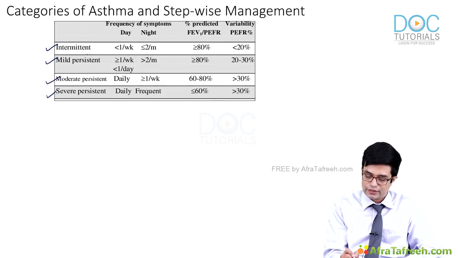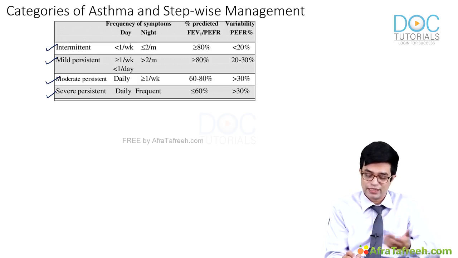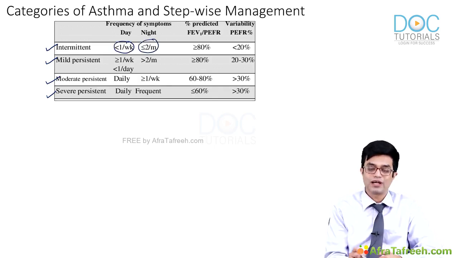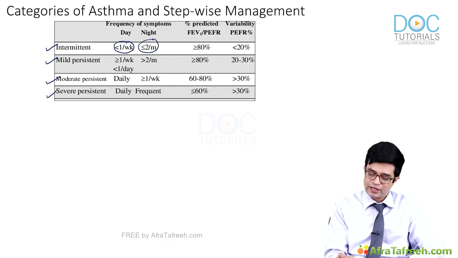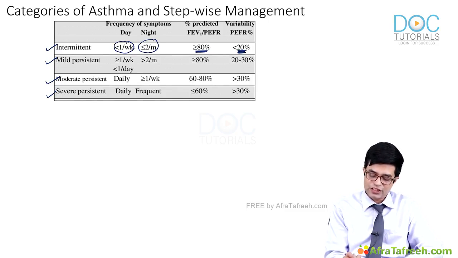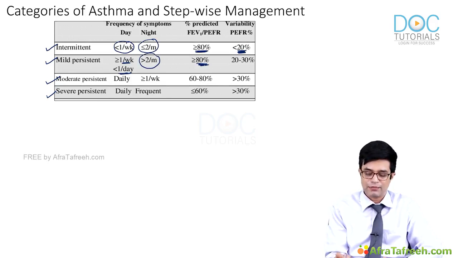Intermittent is said to be there where the daytime symptoms, the dyspnea, the shortness of breath, the wheezing, are less than 1 per week, and nighttime symptoms are equal to or less than 2 per month. Peak expiratory flow rate is more than 80% of expected, and variability is less than 20%. Mild persistent will be there when the frequency of daytime symptoms is more than 1 per week but less than daily, and nighttime symptoms are more than twice per month. Peak expiratory flow rate remains the same, but variability becomes 20 to 30%.